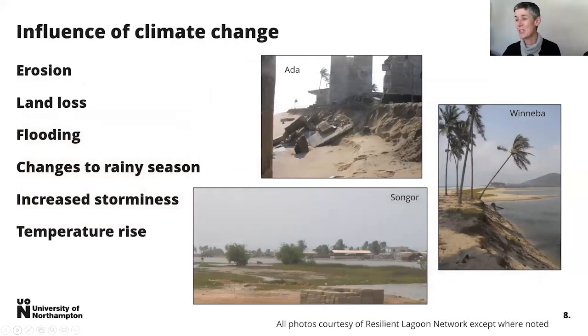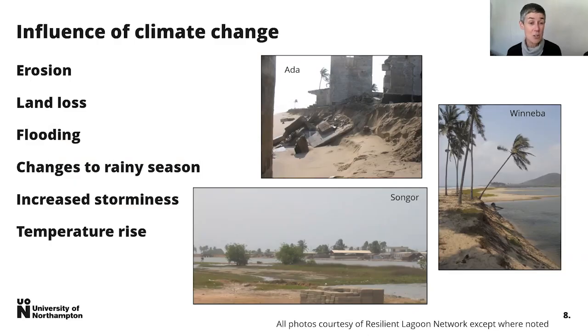Before I finish, I want to give a note on the influence of climate change. A 2019 World Bank report looking at West African coastal countries noted that they're some of the most climate vulnerable in the world. Climate change exacerbates and complicates the issues that I've spoken about here. There's erosion and land loss, and you can see two pictures of erosion here in very different types of coastal environments, one more rural and one more urban. Flooding is causing land loss.